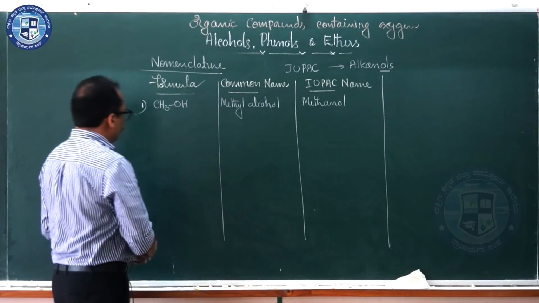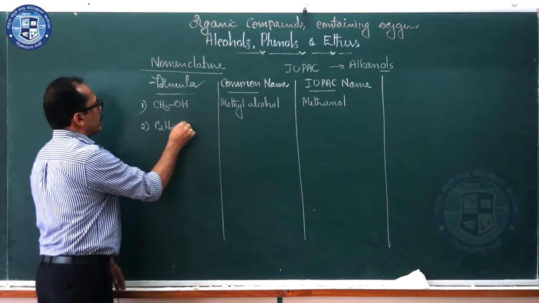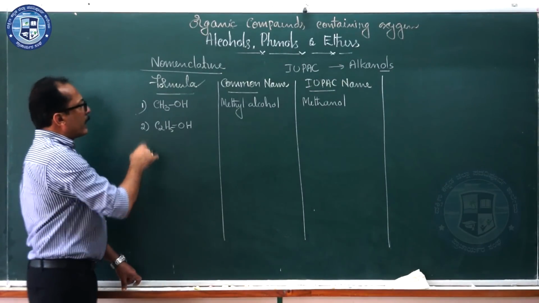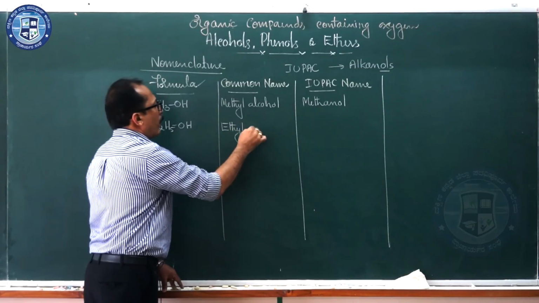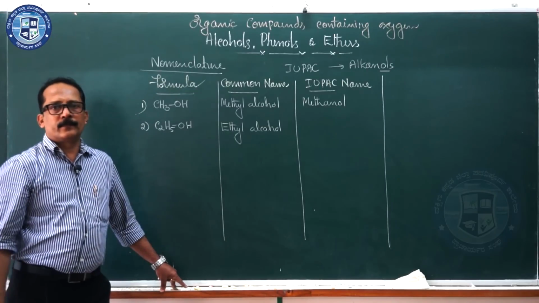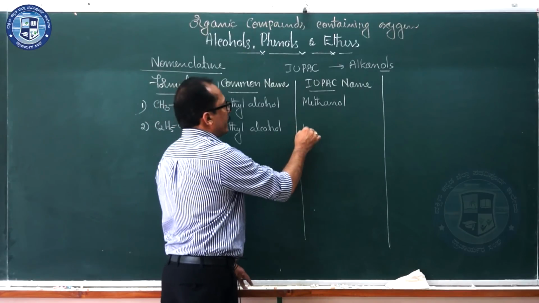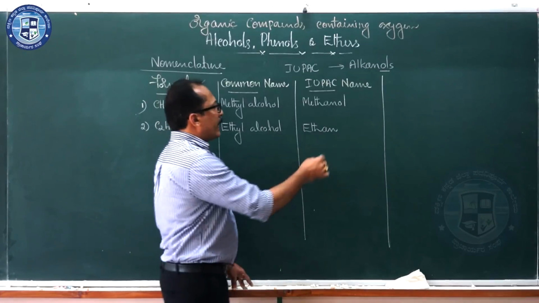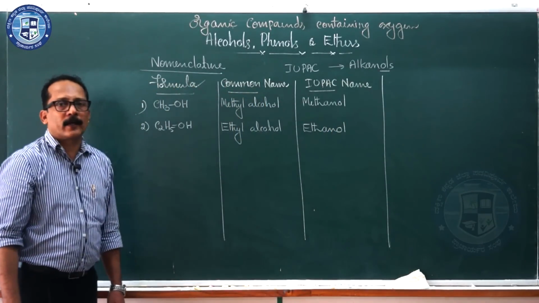Second one is C2H5OH. Here name of the alkyl group is ethyl group. So common name for this compound is ethyl alcohol. There are two carbon atoms. Root word is eth. Respective alkane is ethane. Ending is replaced by ol. So it is called ethanol.